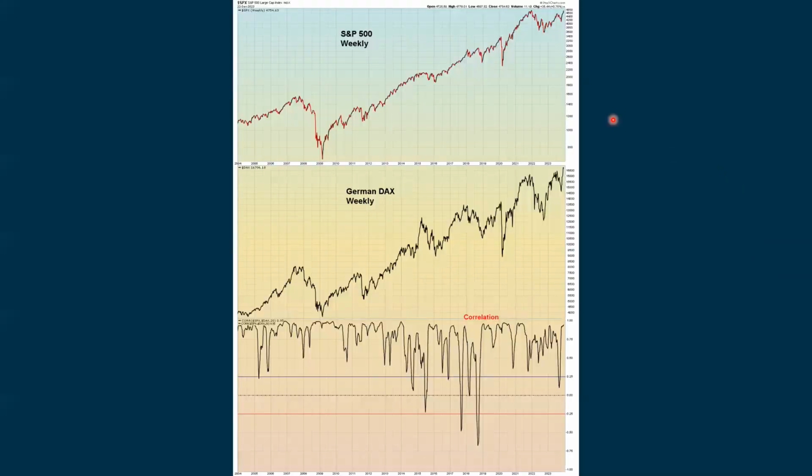Then we have a weekly chart of the S&P on top, and then the German DAX weekly chart in the middle area, and they're having a pretty strong correlated relationship with each other. Germany has the biggest stock market in the EU, so if these two are going in the same direction, that tends to confirm each other.